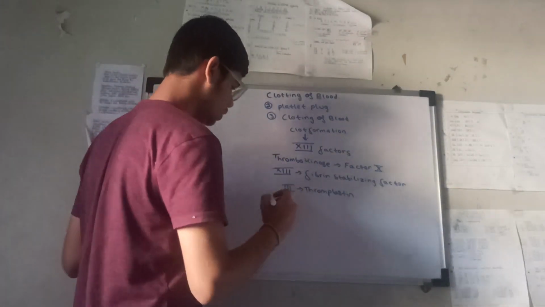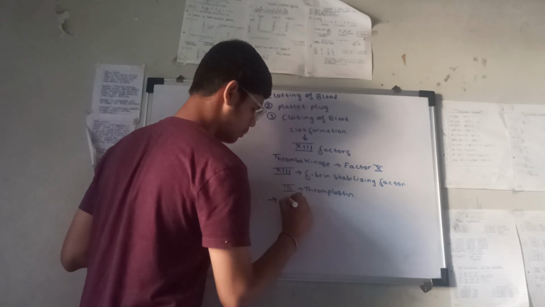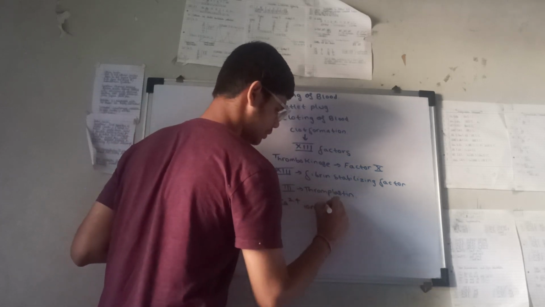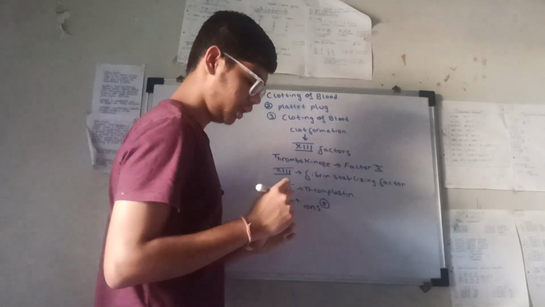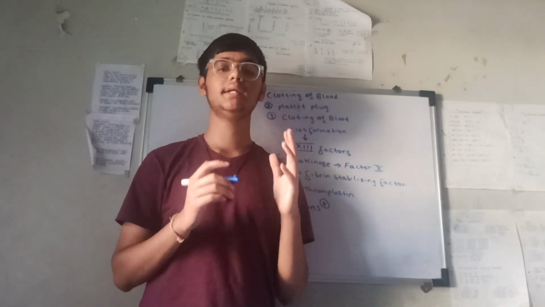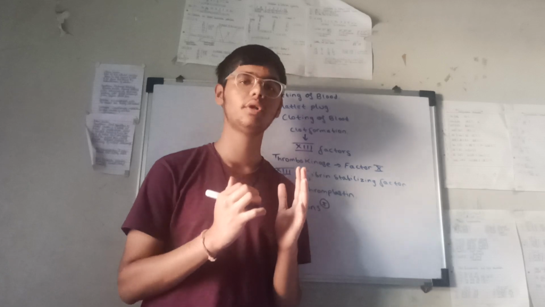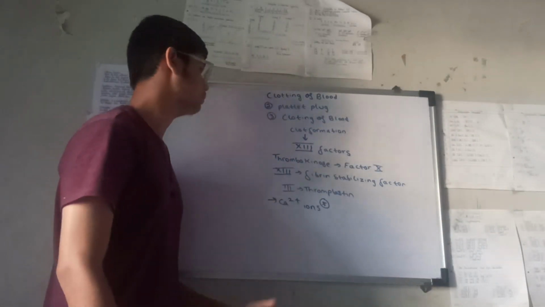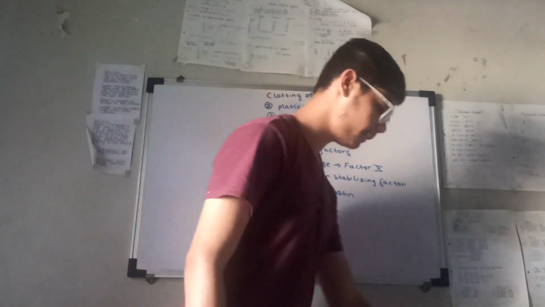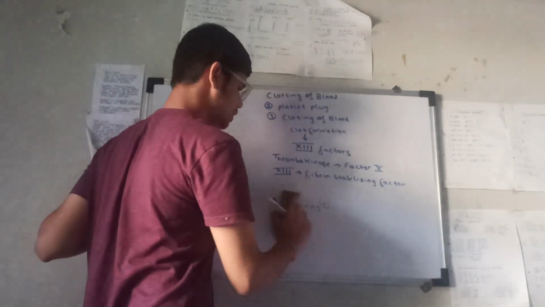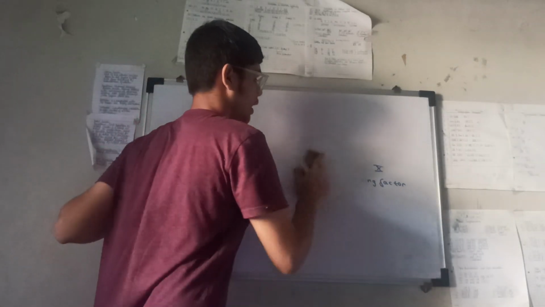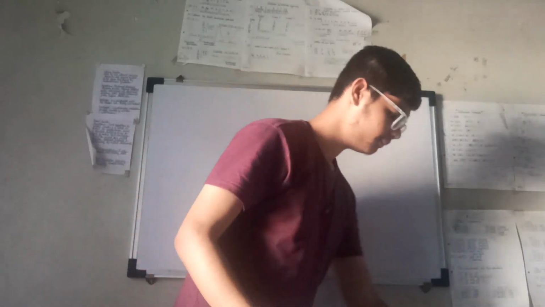And what is essential? Calcium ions are essential. Please mark a star on this. Most important, calcium ion is essential for clotting. So I will rub now. We will see a mechanism of it. So take a page and write it down with me.